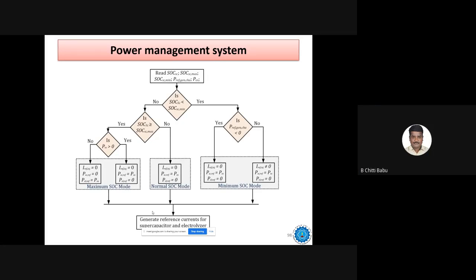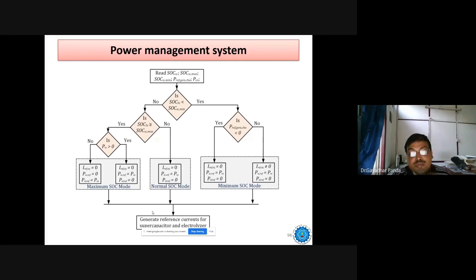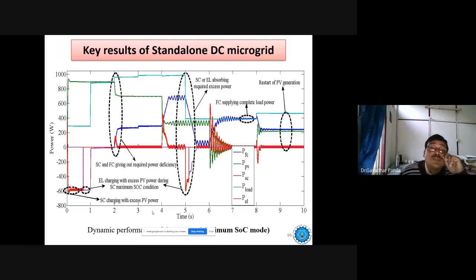Okay, this is the power management system. We have taken the SOC limit also, minimum and maximum limit. With different conditions, we have checked that it is operating satisfactorily. You can see here a few results we have published, but many more results we have given in the paper.